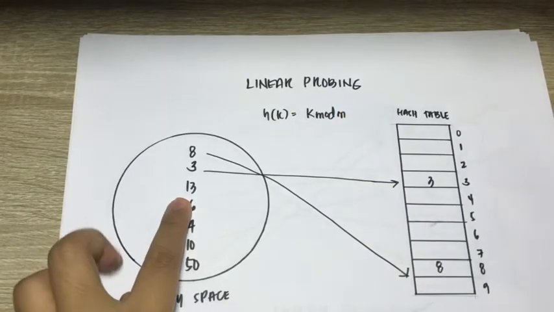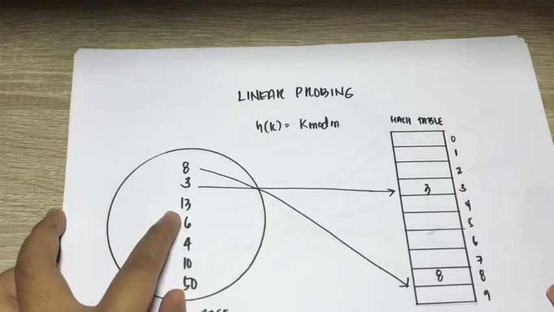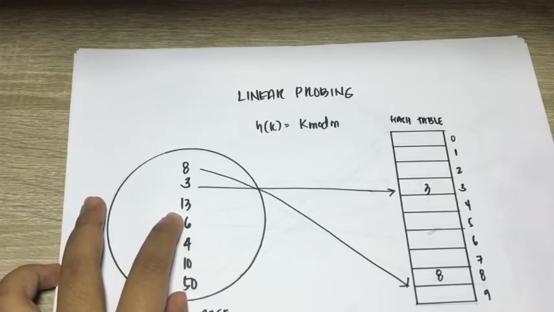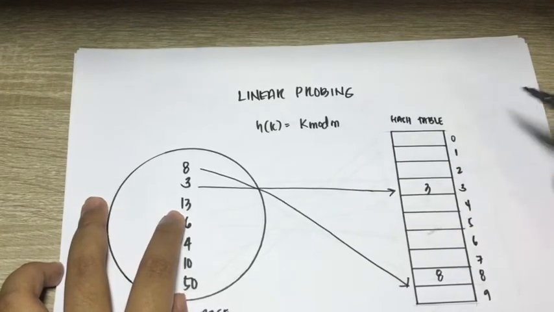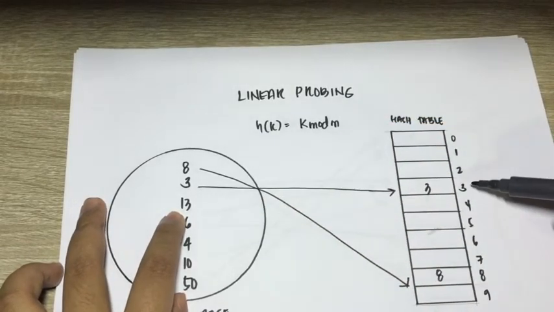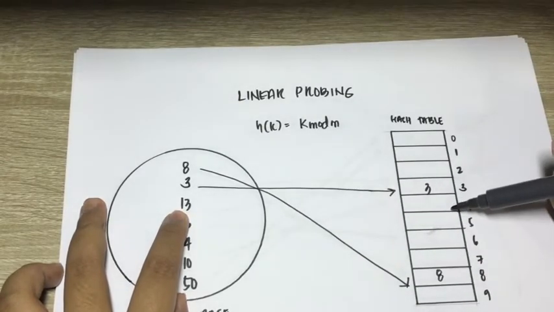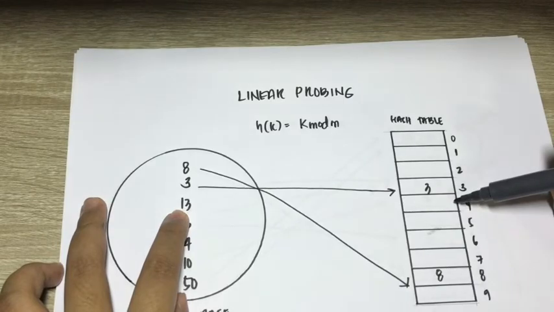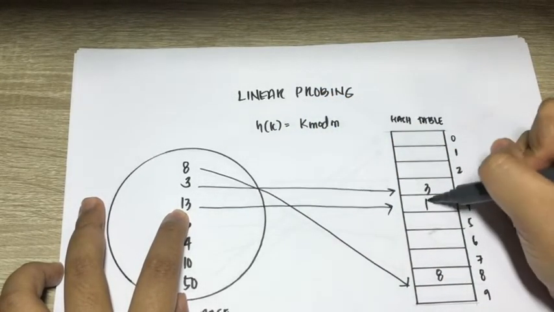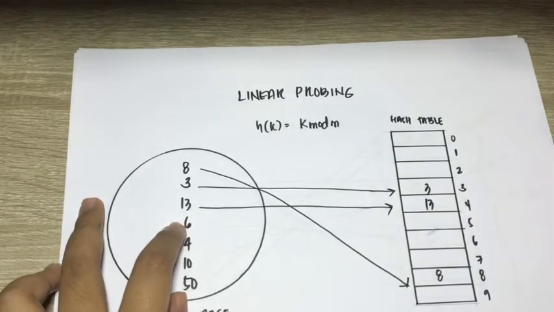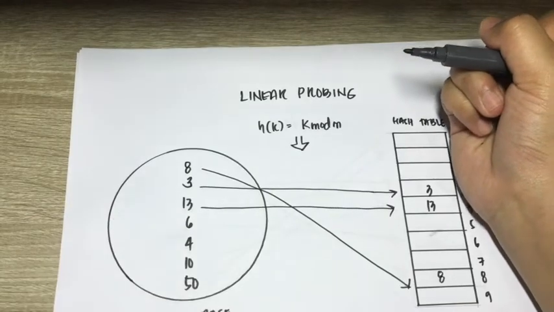Okay, so what we're going to do in modifying this hashing function is that the idea in linear probing is that we are going to move to the next available memory location. So instead of storing 13 here on 3, we are going to store 13 on the next available memory location, which is 4. So 13 will then be stored to memory location 4. Now, how is it done? It is done by modifying this given hashing function.